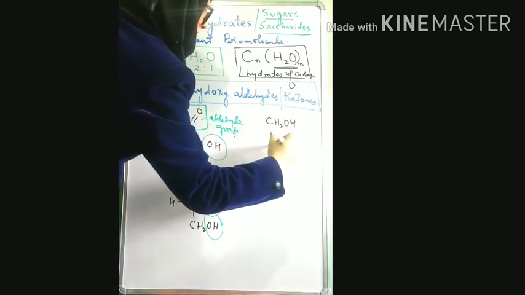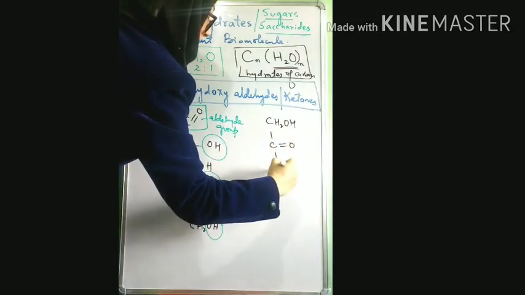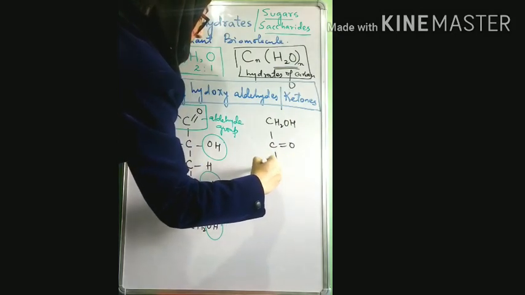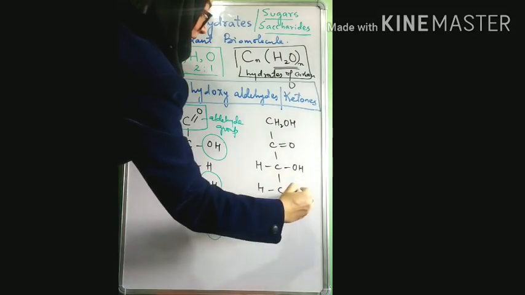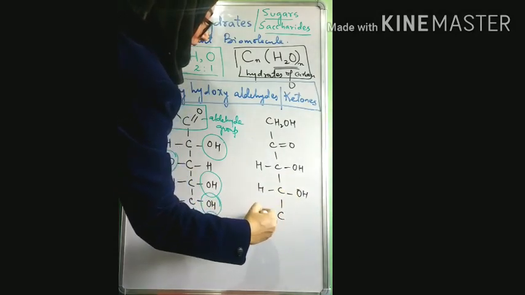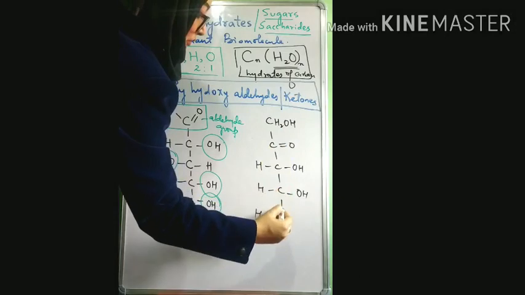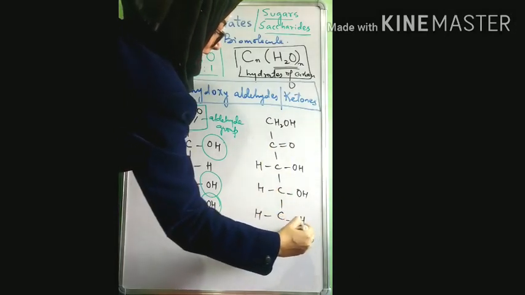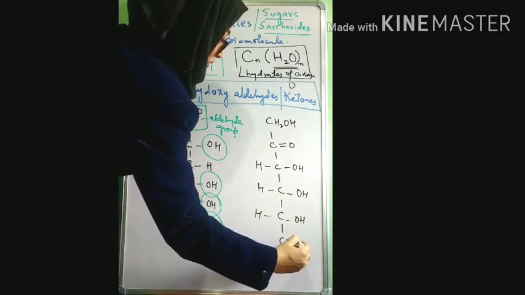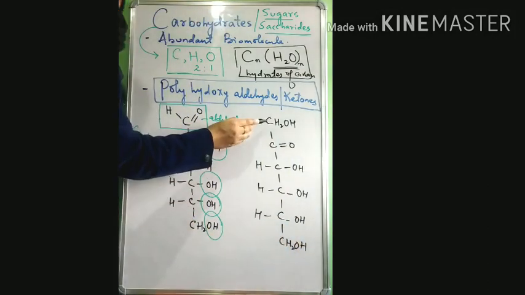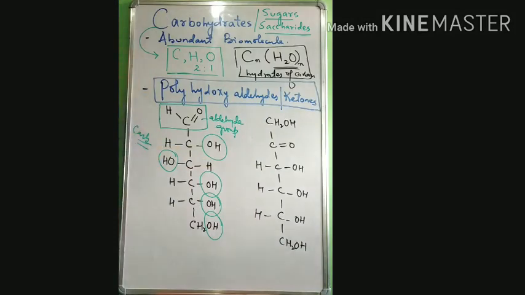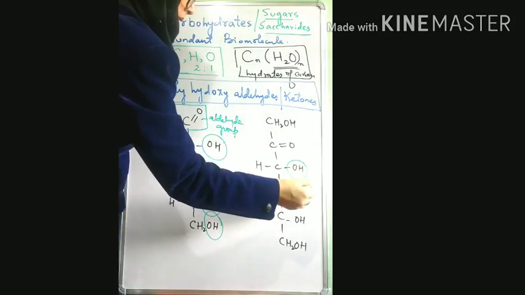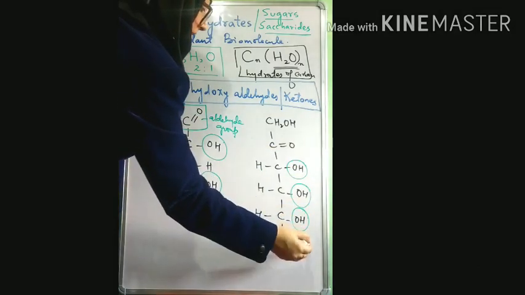CH2OH, then I'll go like this: C double bond O, then C, H, OH, C, H, OH, C, H, OH, and then CH2OH. See? 1, 2, 3, 4, 5, 6 carbon atoms. And what else do you have in this compound? You have many hydroxyl groups like this.